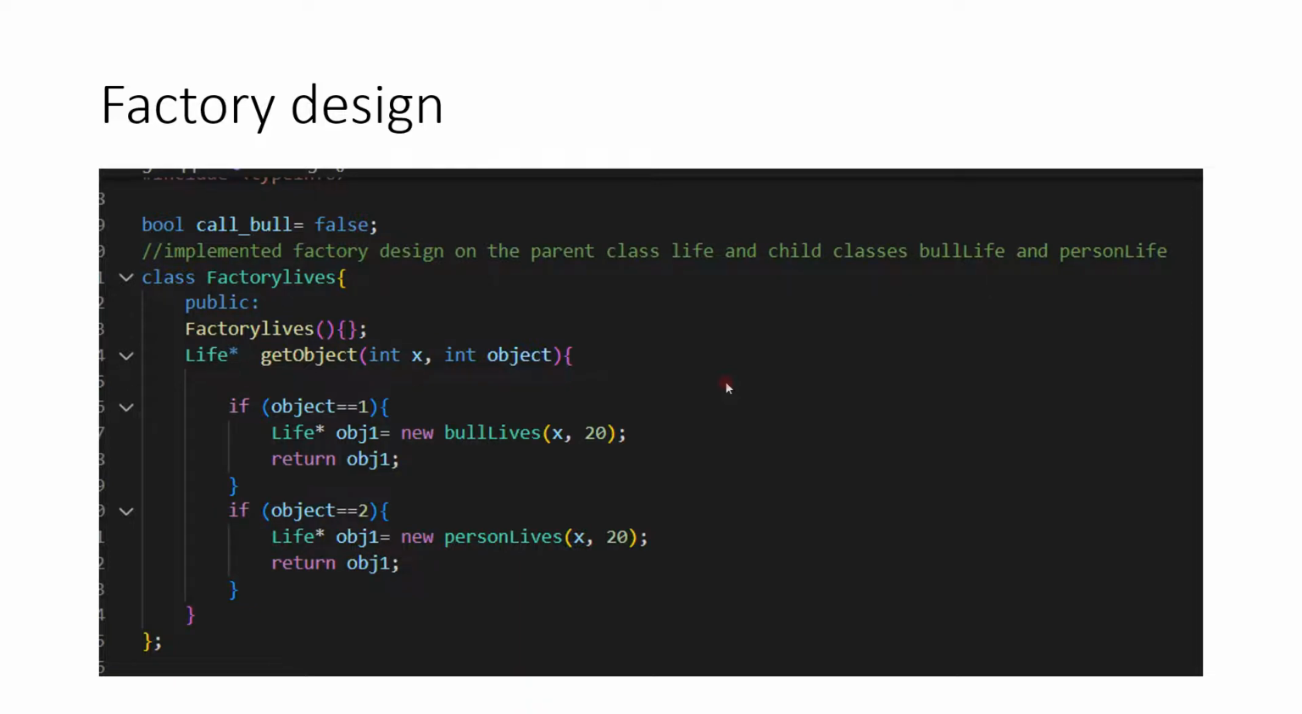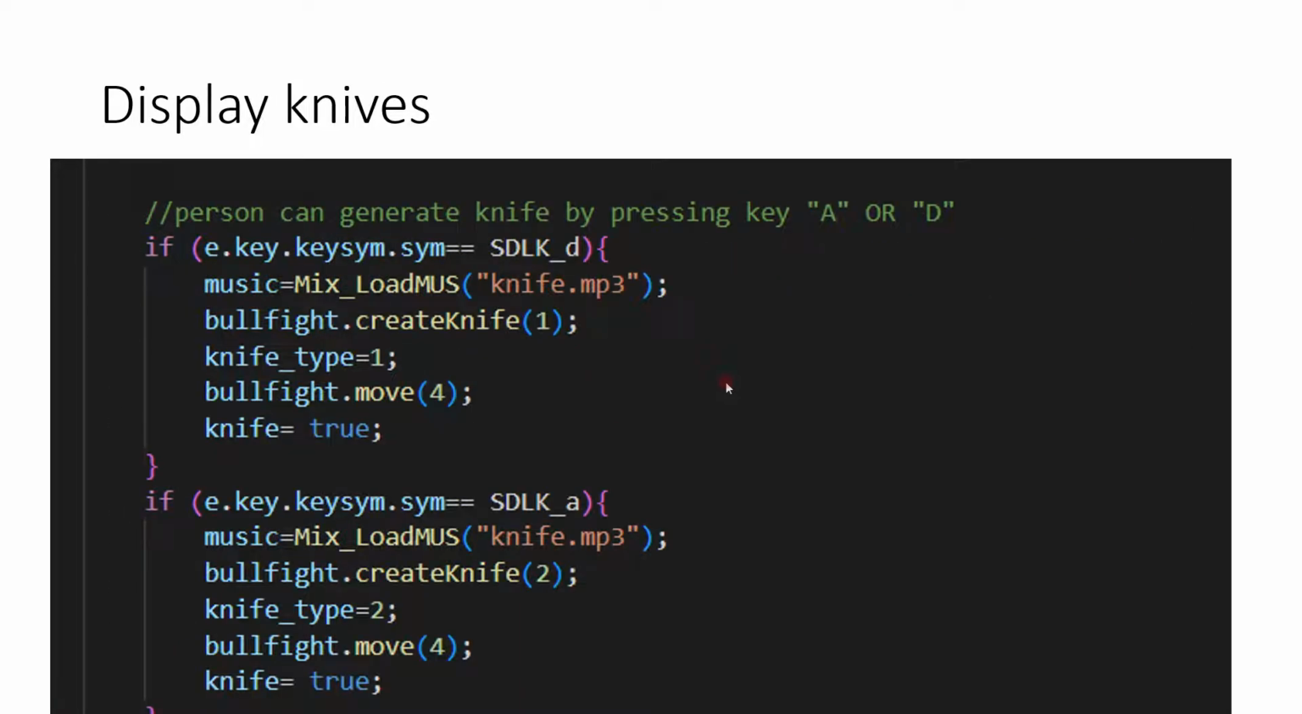And the next thing that we did was to display knives according to what key was being called. If the user called the key A, the knife would move towards the left side, and if the user pressed the key D, the knife would move towards the right side. And we passed integers in the function create knife 1 and 2 so that our function would know if the integer is 1 or 2 which knife to create.